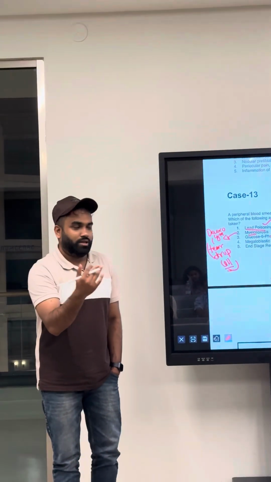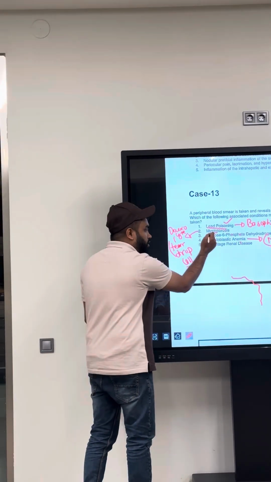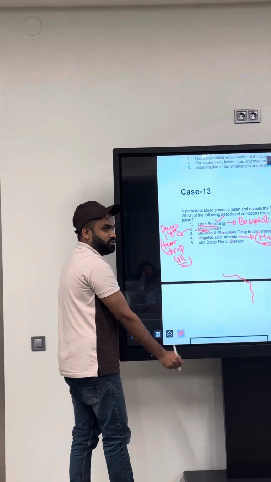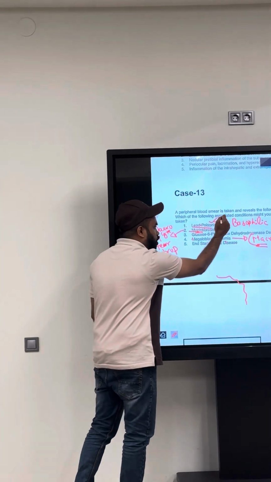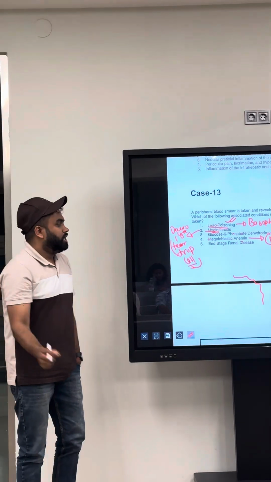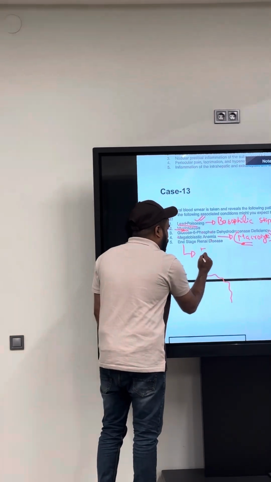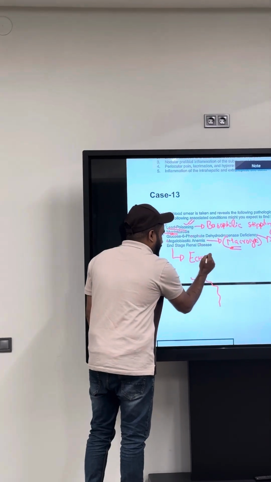You know this thing, right? I'm sure megaloblastic we know, G6PD we know. Maybe you have doubt in myelofibrosis and lead poisoning. It's also very common. Myelofibrosis, what is it? Dacrocytes or teardrop. So remember, the only answer left here is echinocytes, RBC.